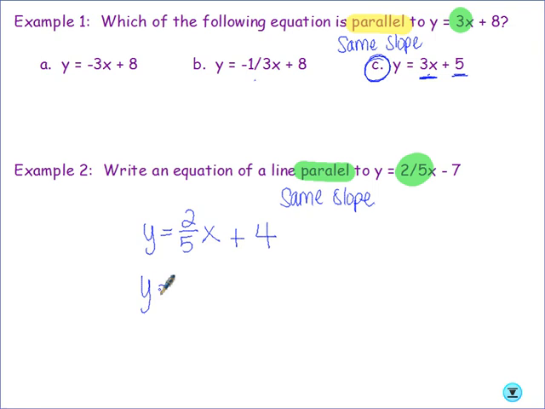Instead of minus 7, it could be minus 10. Instead of minus 7, it could be plus 20. But if you notice on all three answers, the first part never changed, only the y-intercept did. So that's going to be important. Your m is going to stay the same. So now that we kind of get the idea of what parallel means, let's apply it to an example.